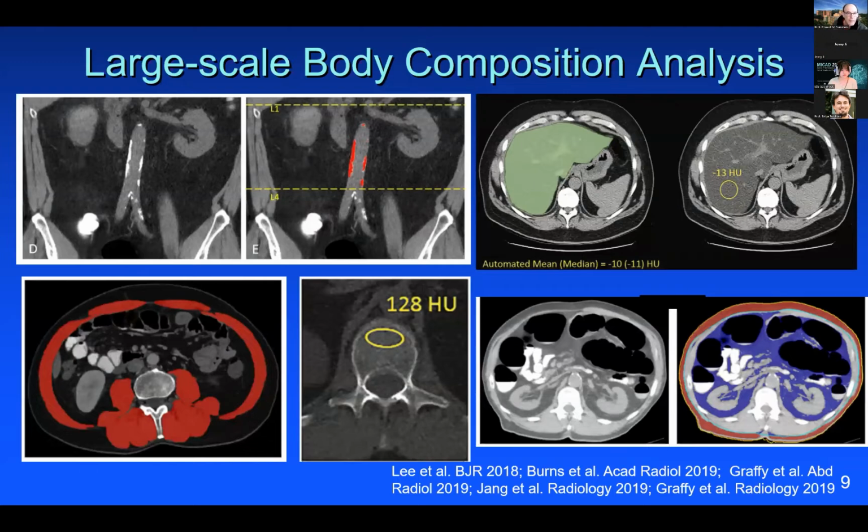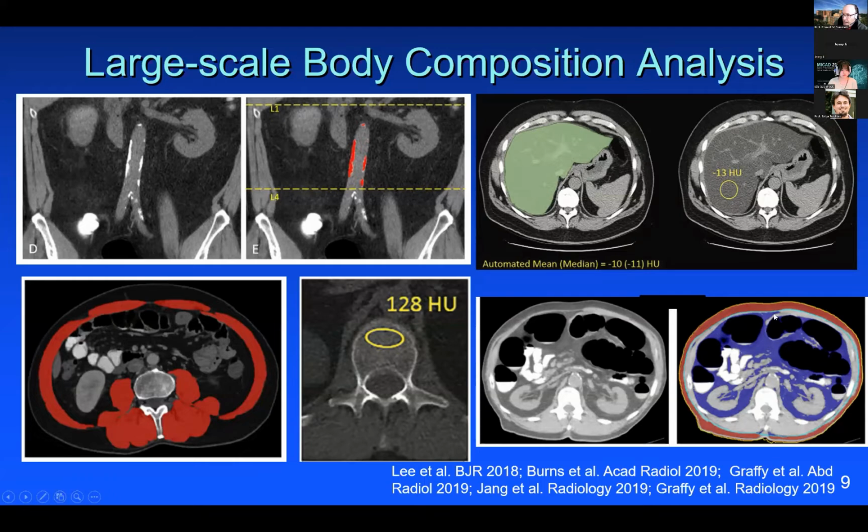The 5 body composition tools that we developed are shown here. These include measuring the calcified atherosclerotic plaque in the abdominal aorta here. This is the liver on a CT scan, and we measure whether there's any fat in the liver. This tool in the lower left is a muscle tool that identifies all the muscles in the body wall. This one measures bone mineral density to assess for osteoporosis, as I mentioned earlier. And this one here identifies the fat.